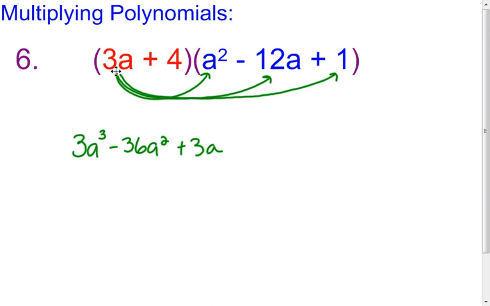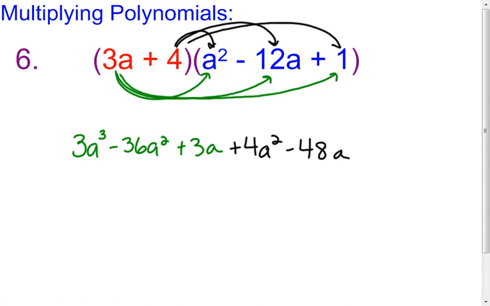I've distributed it all the way through the parentheses. Now I'm going to do what I can with the 4. Okay, so I will take 4 times a squared and get 4a squared. 4 times negative 12a is negative 48a. And 4 times 1 is 4.